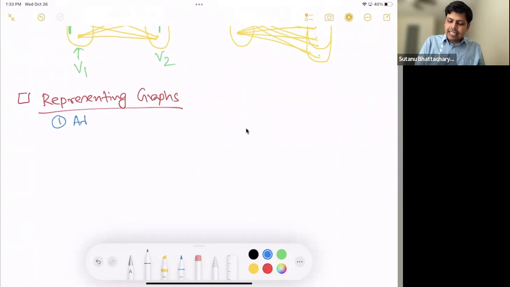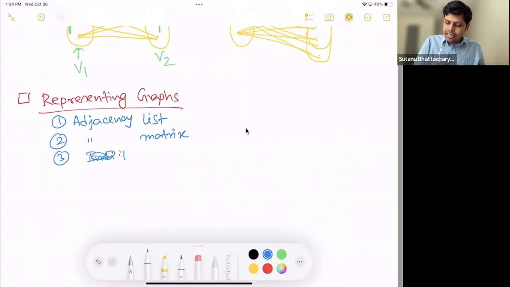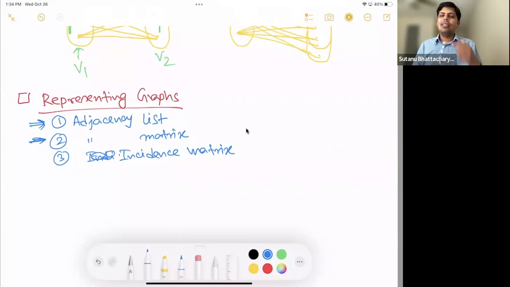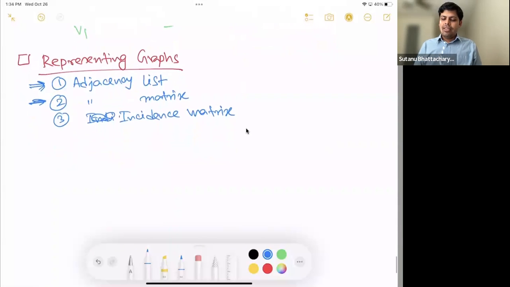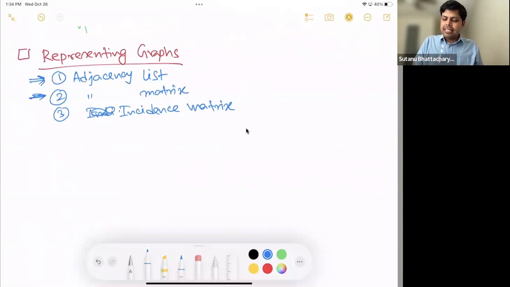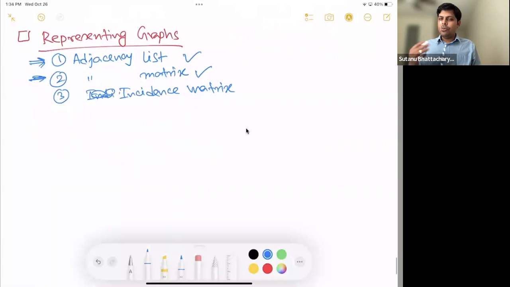So one way is adjacency list. Another way is adjacency matrix. And another one is incidence matrix. Out of these 3, we'll mostly focus on these 2. This is very important, and you will need this when you study a data structures and algorithms course. You need to know this too at that time. So how you can represent any graph using an adjacency list, using an adjacency matrix. We can choose either one when we do it programmatically.